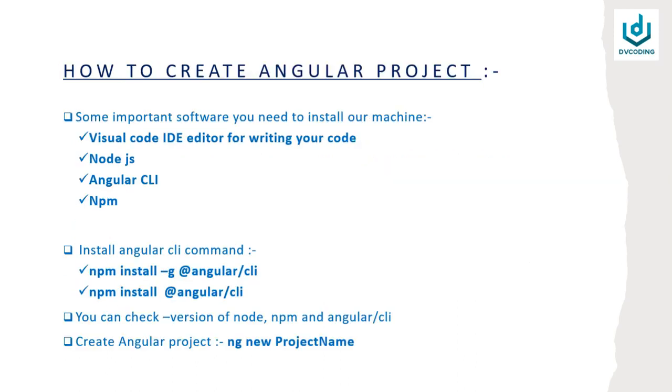How to create an Angular project from scratch. Some important software you need to install on your machine: Visual Studio Code, an IDE and editor for writing your code, Node.js, and Angular CLI with npm install. After that, you will install the Angular CLI with the command npm install -g @angular/cli. You can check the versions of Node, npm, and Angular CLI.